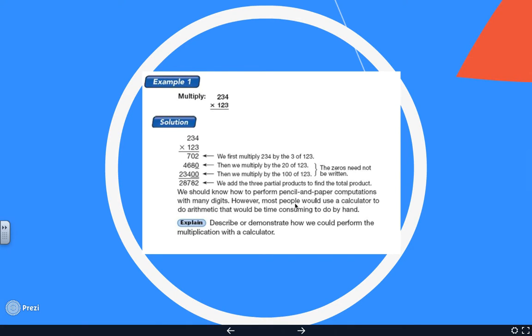We know how to perform pencil and paper computations with many digits. However, many people would use a calculator to do arithmetic that would be time consuming to do by hand. So, describe or demonstrate how we could perform the multiplication with a calculator. Please try and attempt this. You could describe it to us during group.